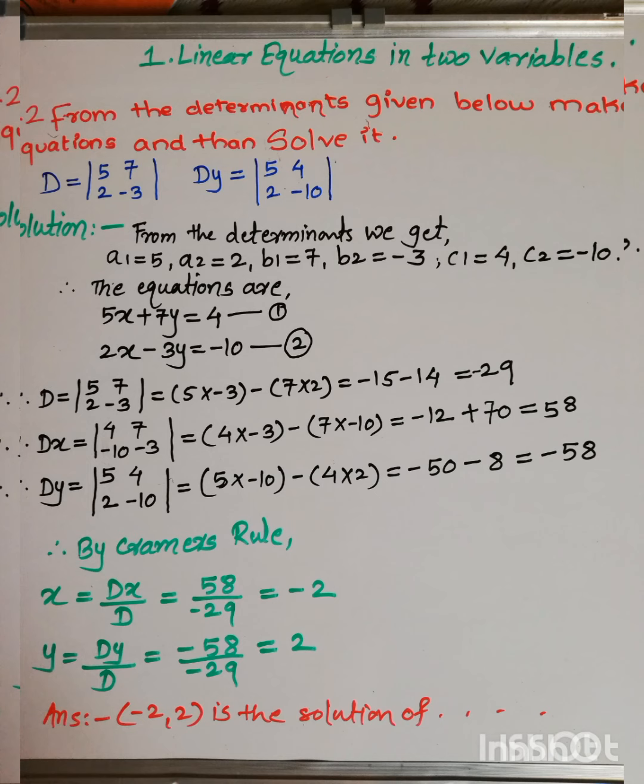Okay, after getting these two equations, we again have the values of D and Dy, so we have to solve them. Then we get the value of D is minus 29, the value of Dx is 58 and Dy is minus 58. Then by using Cramer's rule, x is equal to Dx upon D and y is equal to Dy upon D, we got two different values for the x and y variables, which are minus 2 and 2 respectively. So the solution of these equations is minus 2 and 2.